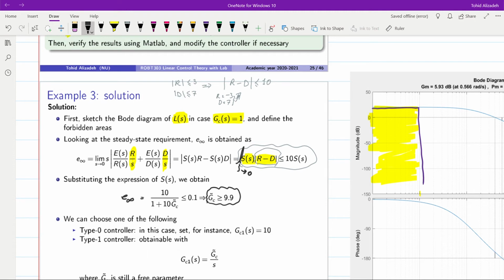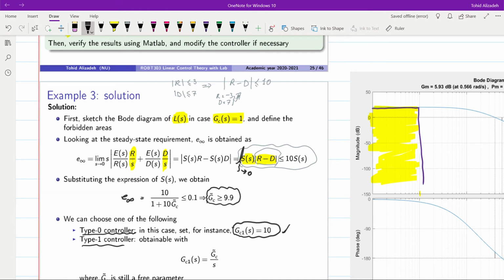Now we have two main options. One option is to use a type 0 controller, so we don't increase the type of the system. In that case, we need to have the generalized gain bigger than or equal to 9.9. For example, we can pick the controller in the form of a proportional controller with GC1 of S equal to 10. In this case, if we use the proportional controller, then we will push the amplitude plot upwards by 20 decibels, and then as a result, the steady state error requirement will be satisfied.